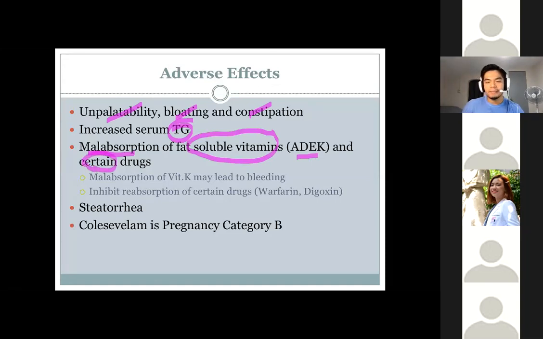This could be explained by the sequestering action of bile acid binding resins. And then we have steatorrhea. Ang steatorrhea ay fatty stool. Okay, ito yung fatty stool kung tawagin.